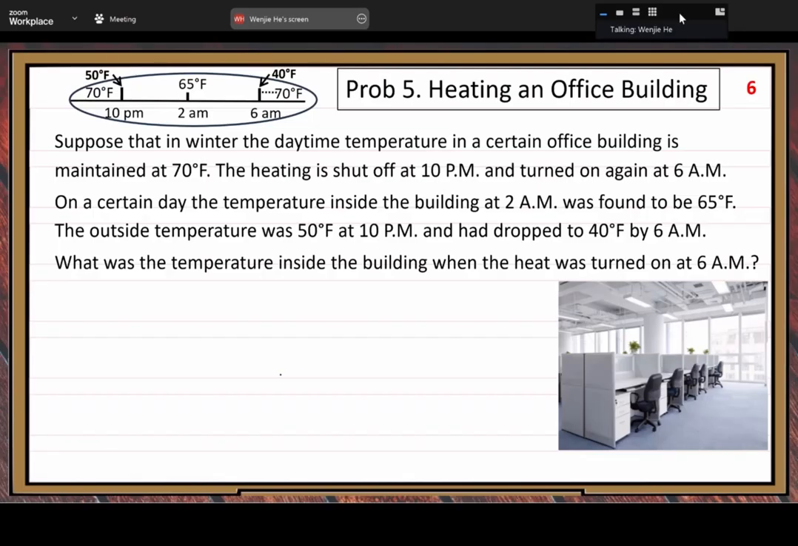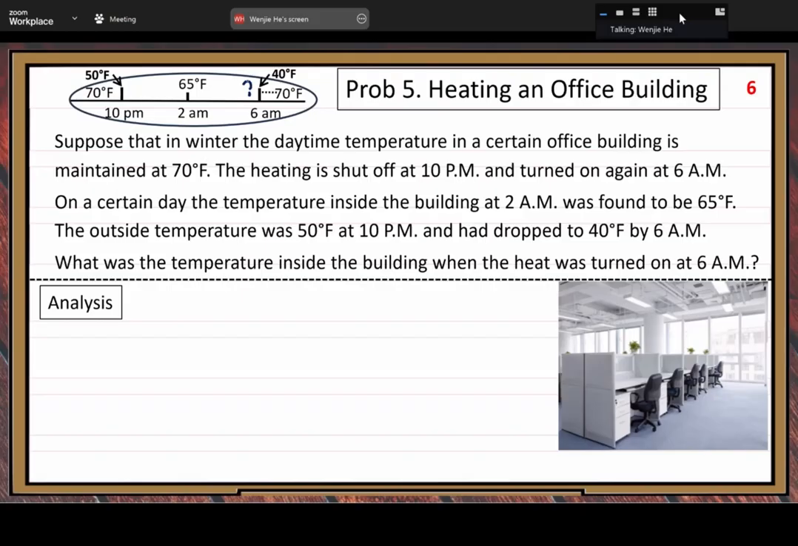And we need to find the temperature at 6 a.m. Room temperature, inside. Room temperature at 6 a.m. That's the goal. Analysis. Modeling. To do the modeling, we need to apply some physical law.